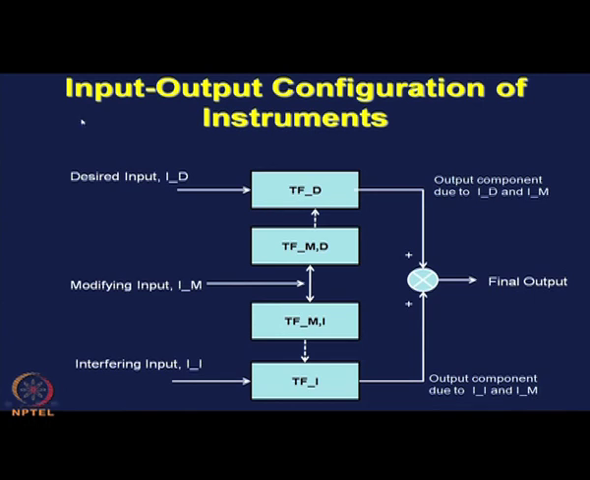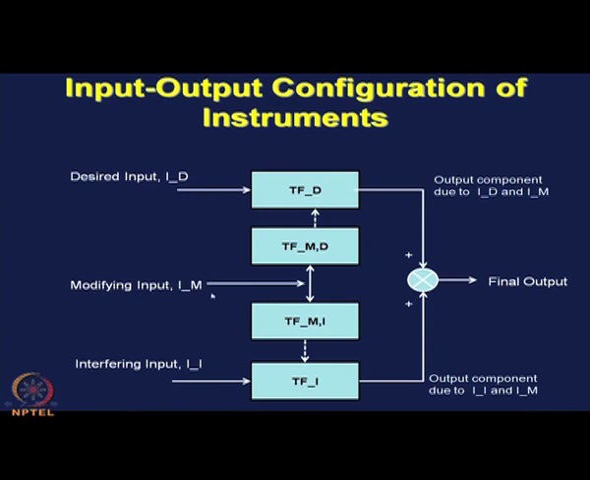So, you can have a generalized input output configuration of instruments like this. We have desired inputs, modifying inputs and interfering inputs. We have a transfer function corresponding to desired inputs. So, this transfer function works on this desired input and gives us an output component due to desired input. We have an interfering input and there is a transfer function corresponding to interfering input, which gives us an output component due to interfering input.